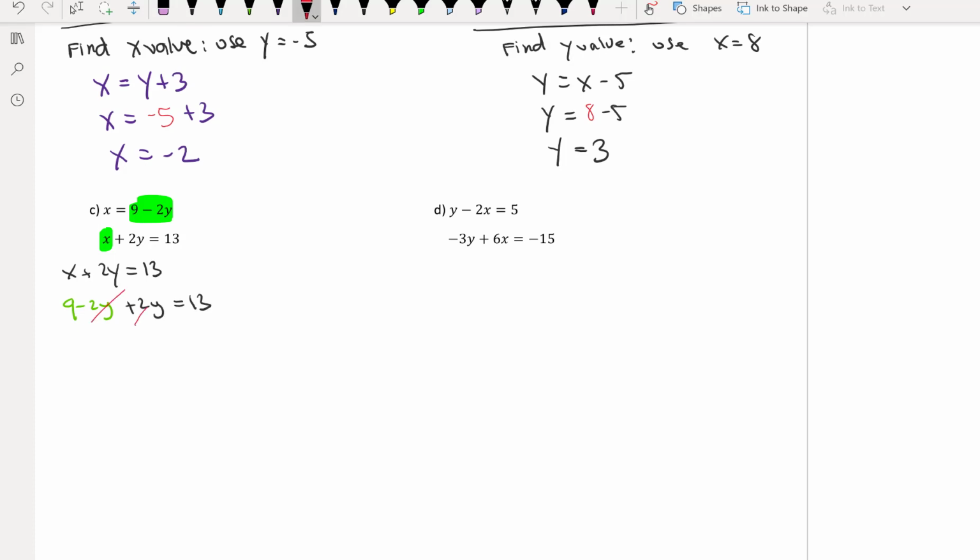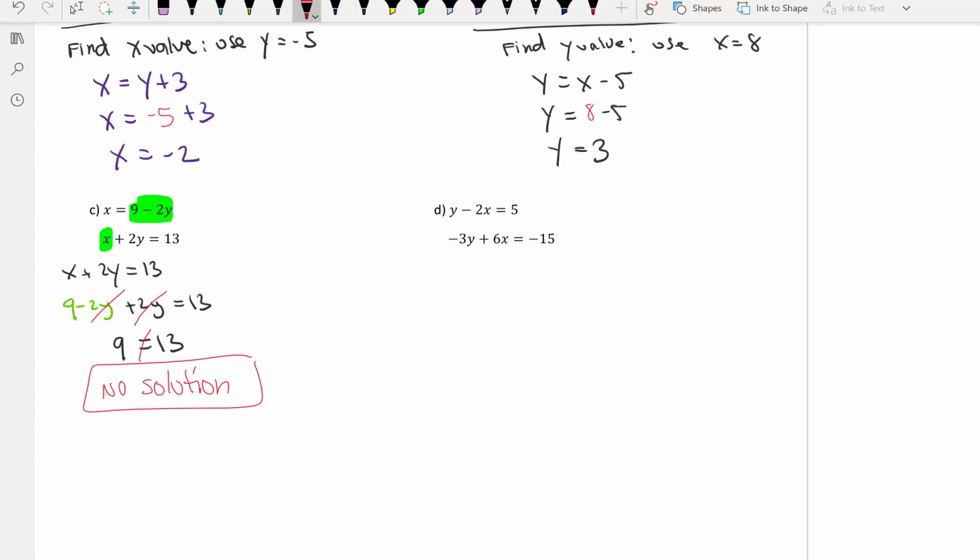Well, what happens here is that the 2y's cancel, so I'm left with a positive 9 is equal to 13. Can you have 9 and 13 at the same time? No. Those are two different values. So you would say no solution. If you're thinking about the system, it would be inconsistent, and these would also be parallel lines. But since we're solving by substitution, it's enough to say that it's no solution.